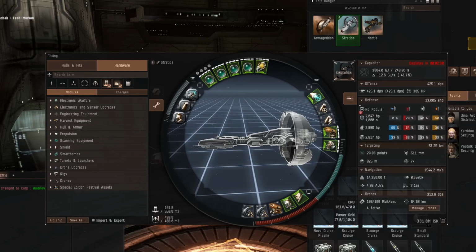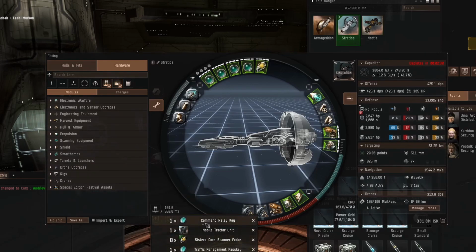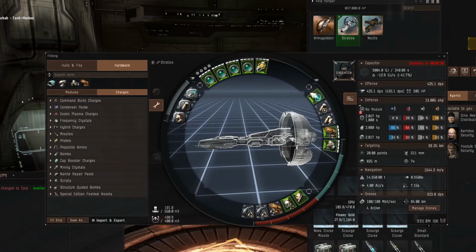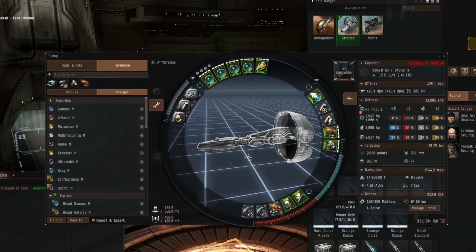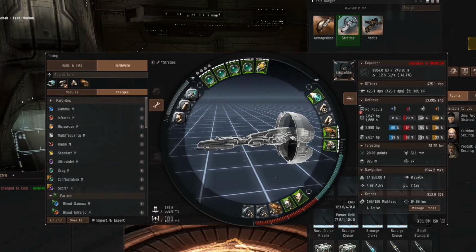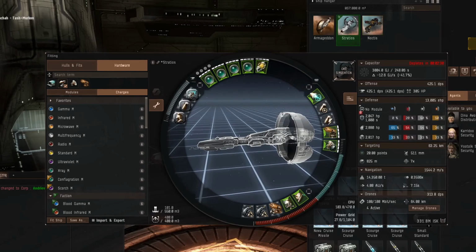You can change ammunition types, as we know with lasers. Things like standard M has less cap need. See, the cap went up to 243. Multi-frequency takes it down to 210. X-ray 230. And the same with hybrids. Hybrid charges are the same, they all have different capacitor use.